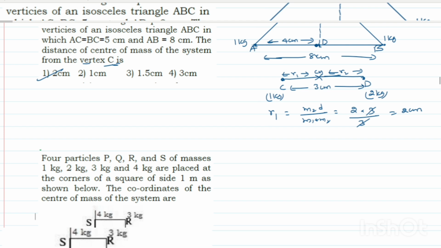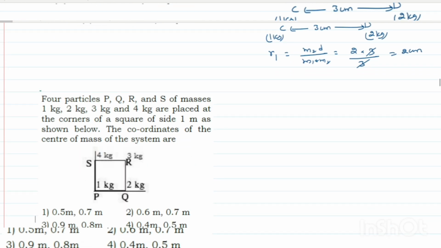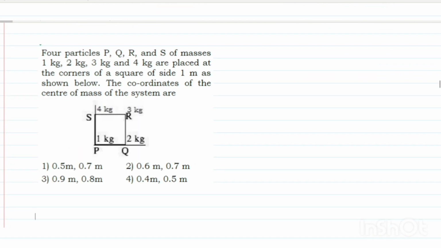Let us see the next question. The next question says 4 particles, P, Q, R and S, of masses 1 kg, 2 kg, 3 kg and 4 kg, are placed at the corners of a square of side 1 meter as shown. The coordinates of the center of mass of the system they are asking.